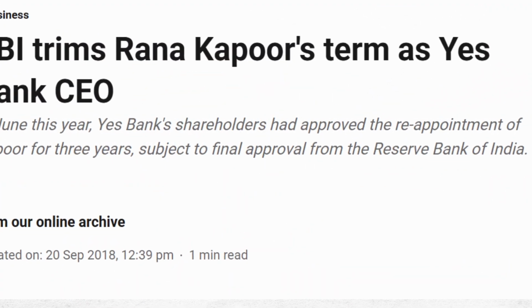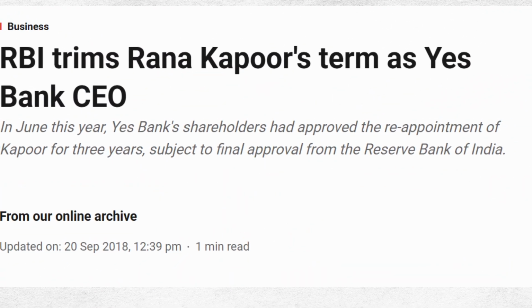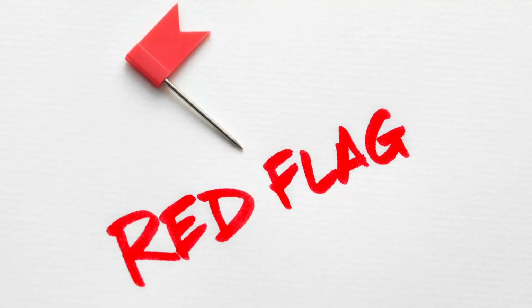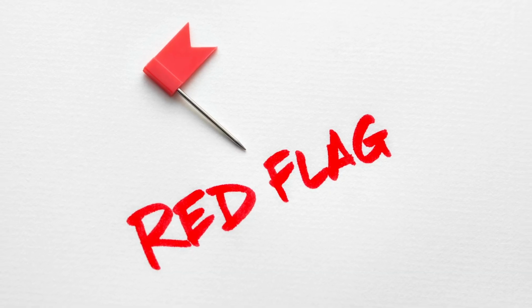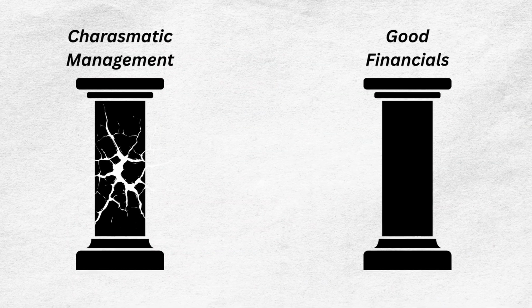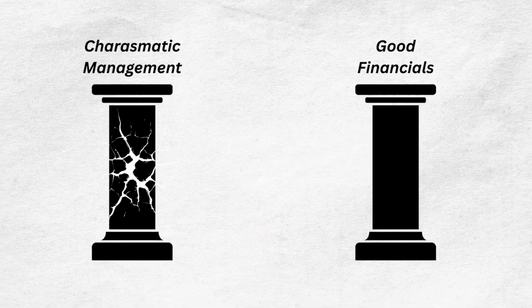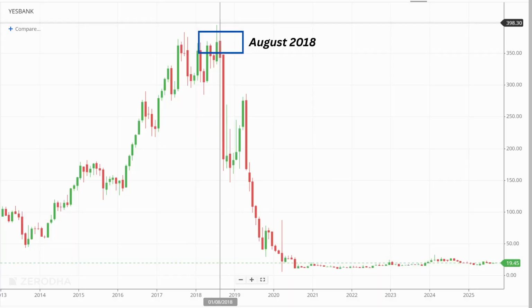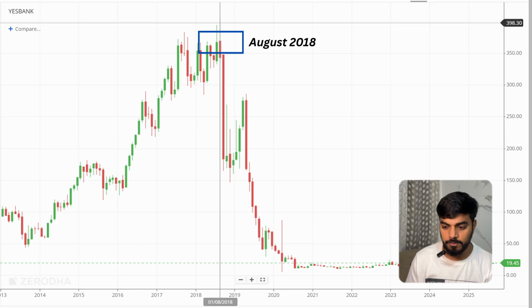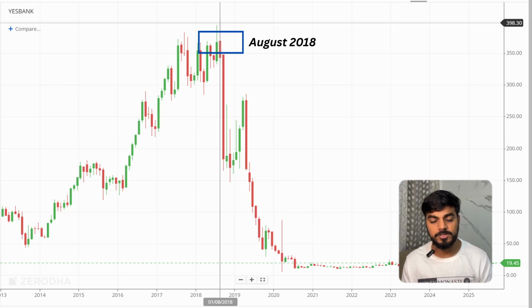Now in September 2018, there is news that Rana Kapoor has to step down from the post of CEO. RBI has asked him to step down from the role of CEO, and that was a pure red flag. That was like a breaking of the first pillar that we had. And it was just time that you exit that stock without any thought. So if you exited that stock at around 350 levels, just when the news was out, then you could have avoided the drop down to just 19 price levels.